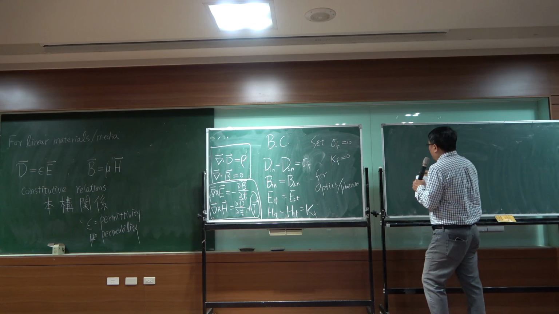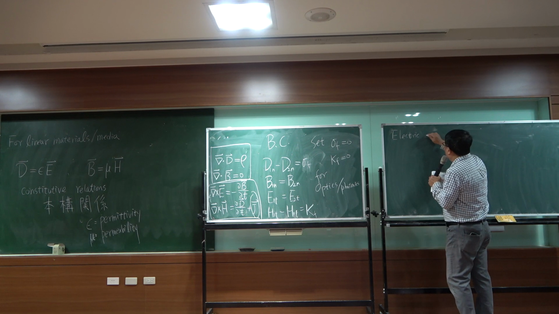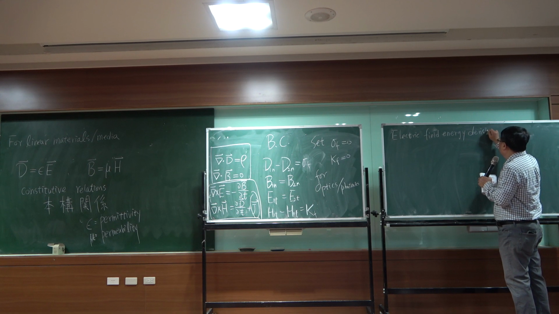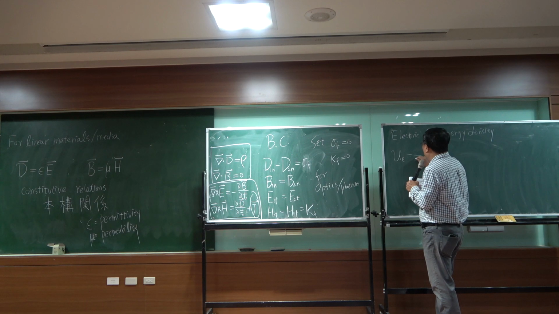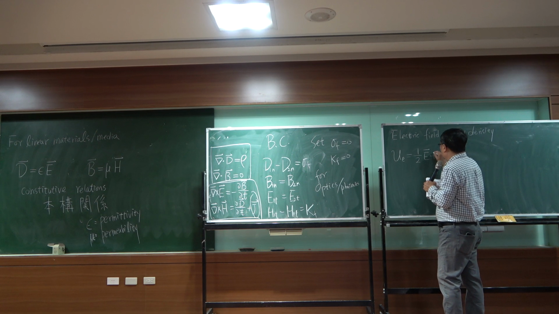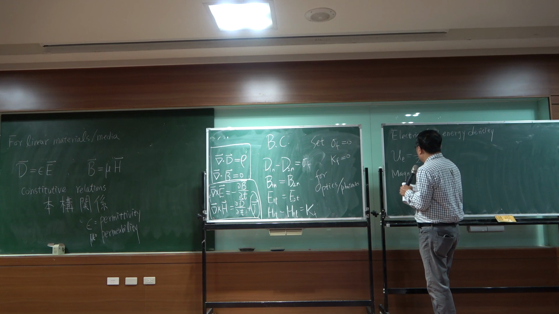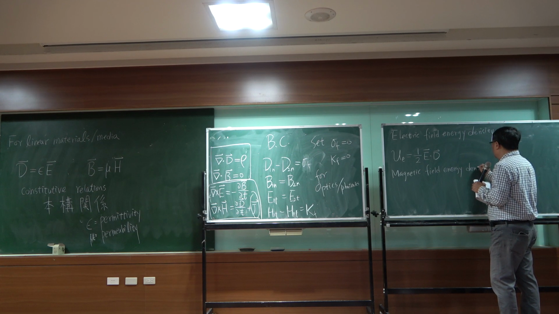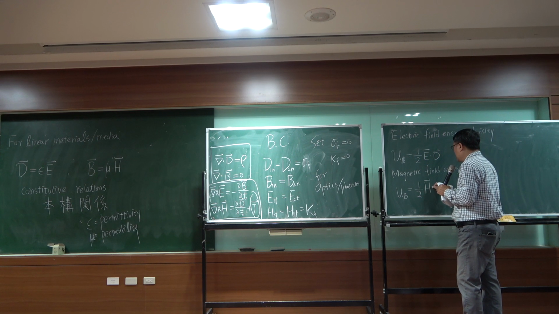You have learned in electrodynamics that electric field energy density in material can be written as UE is equal to 1/2 E dot D. And the magnetic field energy density UB is 1/2 H dot B.